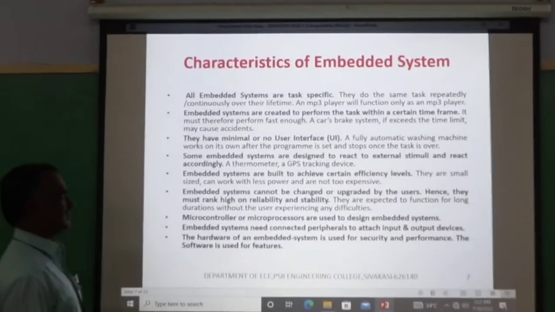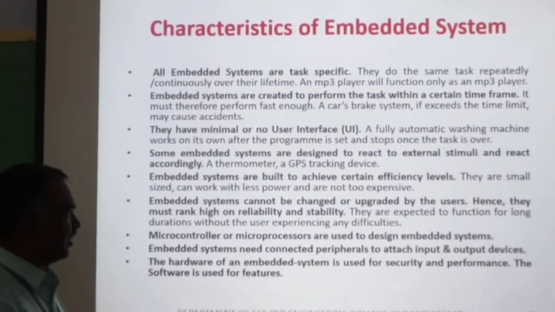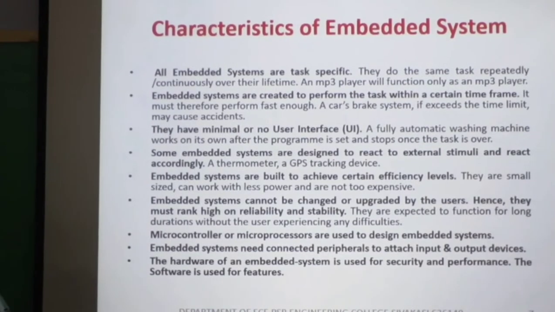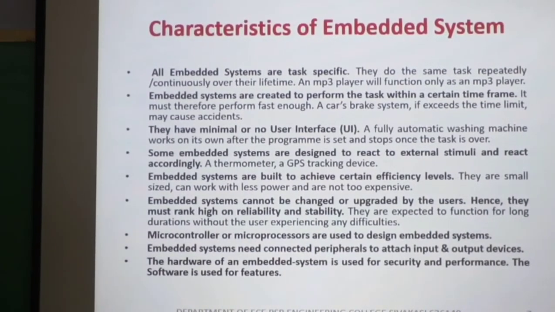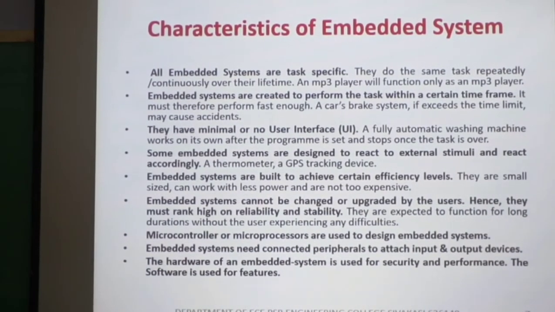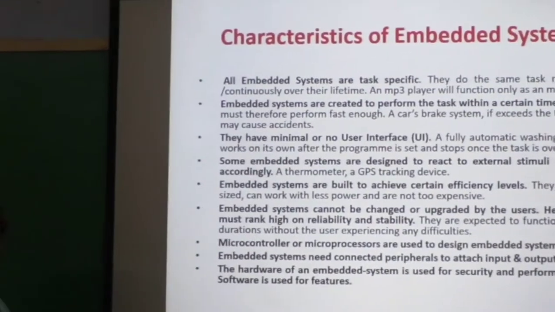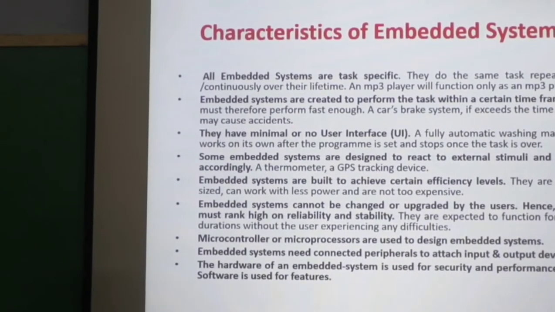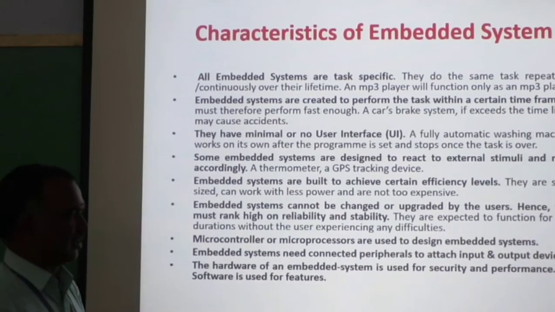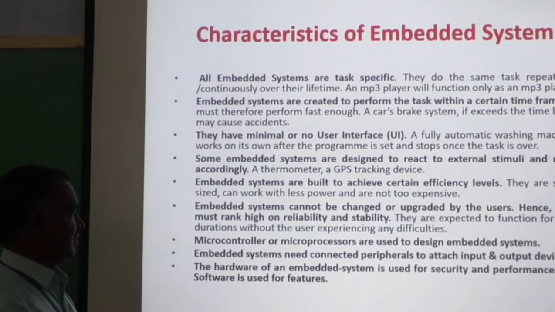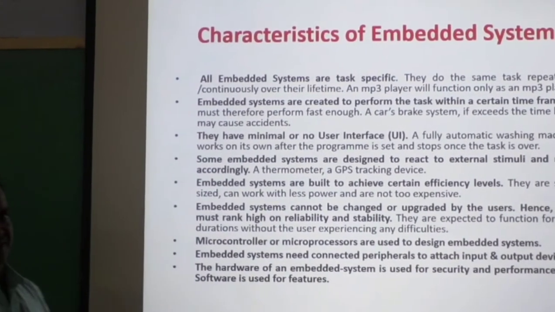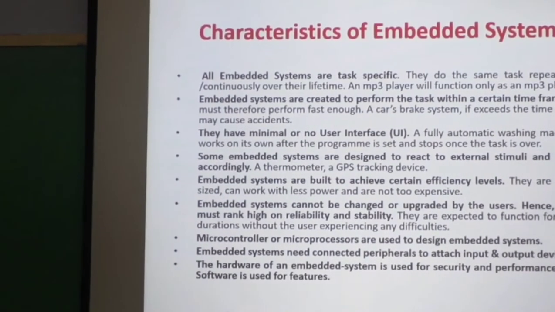So in all the systems we can use a microcontroller or microprocessor for doing a particular task. The hardware of an embedded system is used for security and performance. The software is used for the features. So these are the basic characteristics of embedded system.